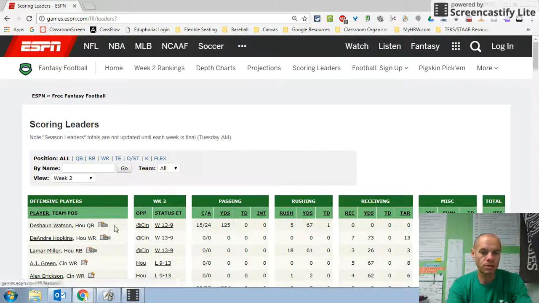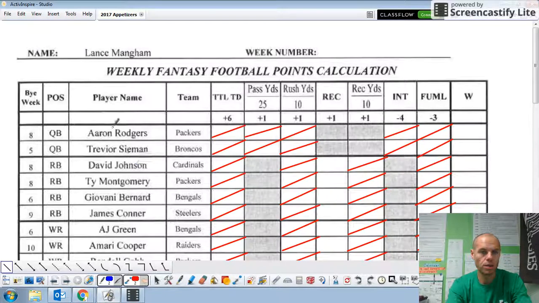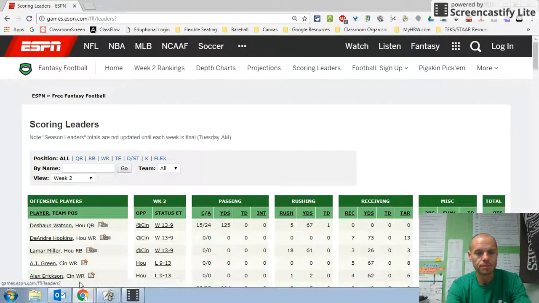If we look here, we are going to do Aaron Rodgers. I have Mr. Mangum, so we're going to do that. All right, week one here. So I'm probably going to do just one player in each one of the different categories. So Aaron Rodgers, quarterback. Here's how you do it.